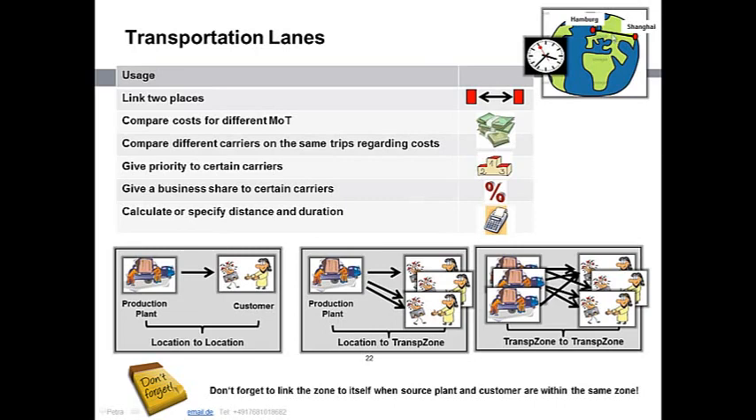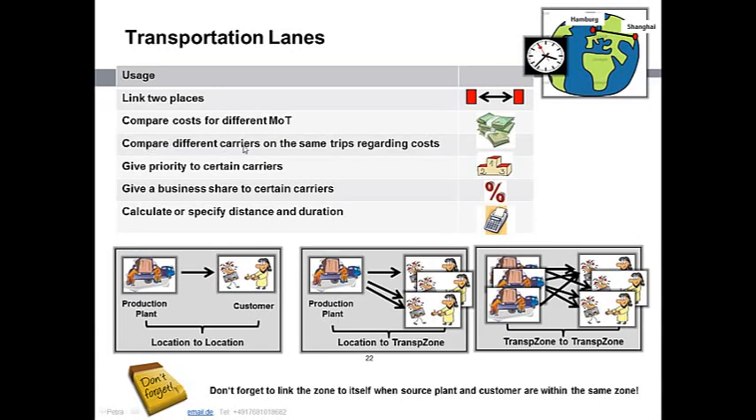So basically, as you can see here, you have Hamburg and Shanghai, and they are linked by something. So you can link two places. These two places can be locations or transportation zones. Why do you do that? It allows you to compare costs for different modes of transport. So you can do different lanes for different modes of transport and maintain different costs for each. In the next slides I will show how you do that.